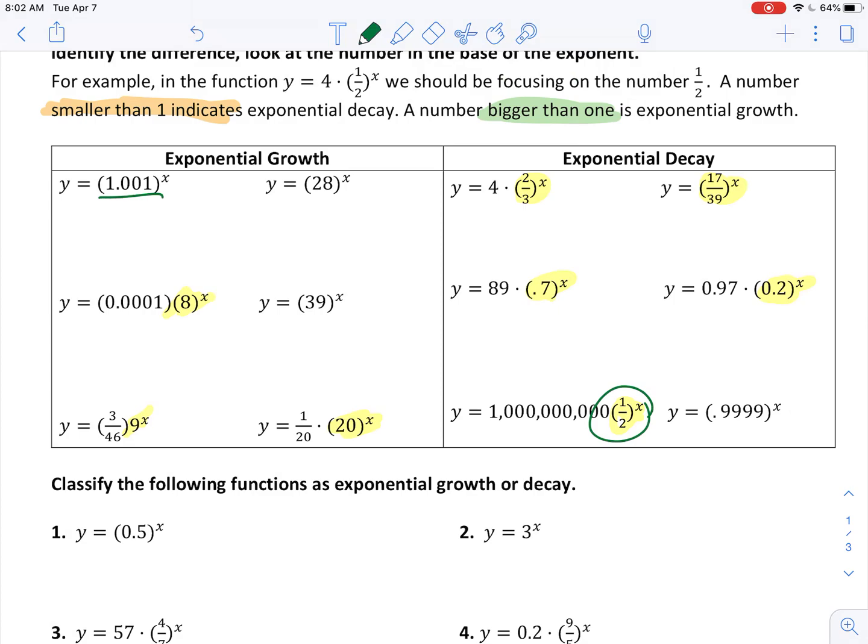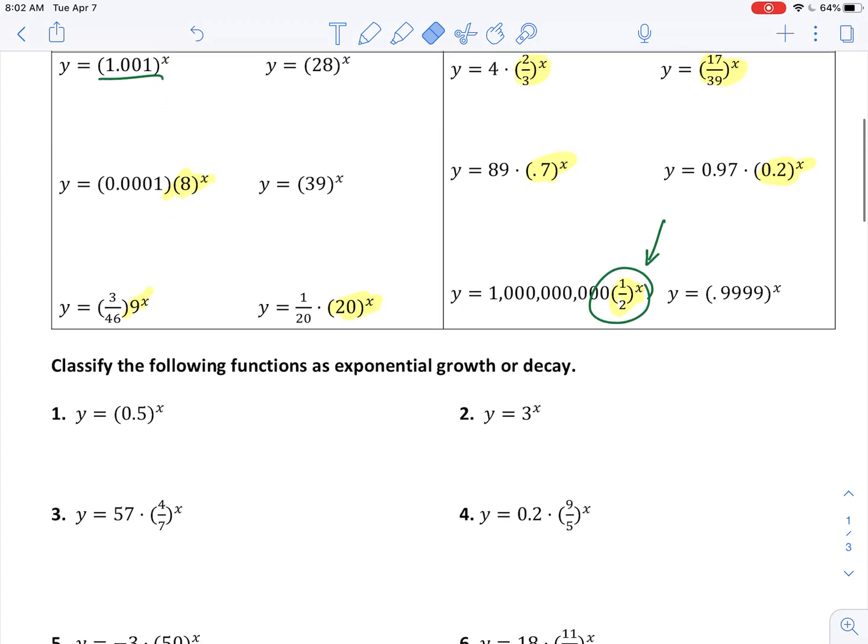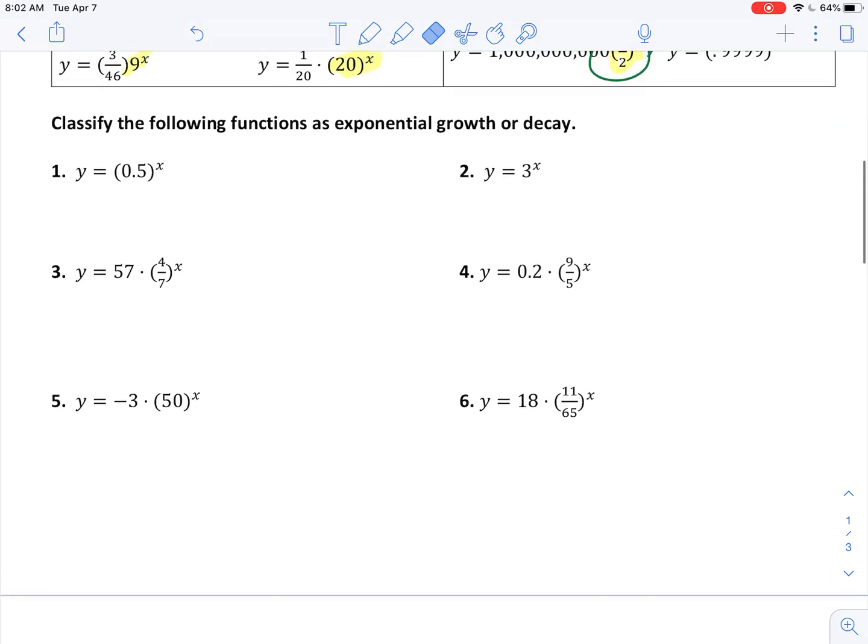And you don't really have to worry about the number out front, because that's something that can very easily trip you up. Same thing for exponential decay. Just look at that number with the x in the exponent. You can almost completely ignore the number outside. So here, I've got 1/2 to the x. I can ignore the 1 billion out front. That's not going to change the fact that this is still exponential decay, because the number in my exponent, the base, is still smaller than 1. I can do whatever I want out front. That doesn't change that.